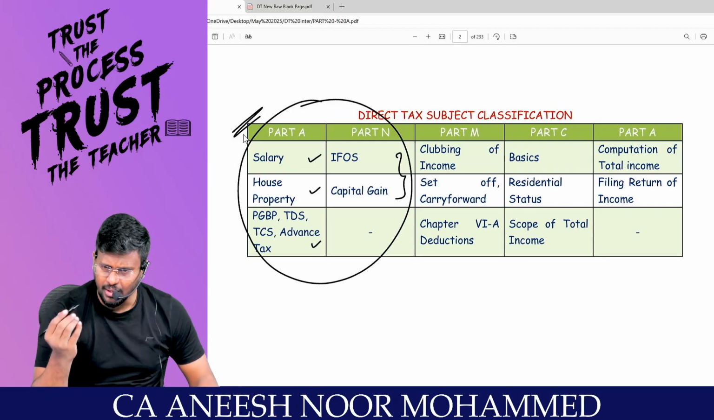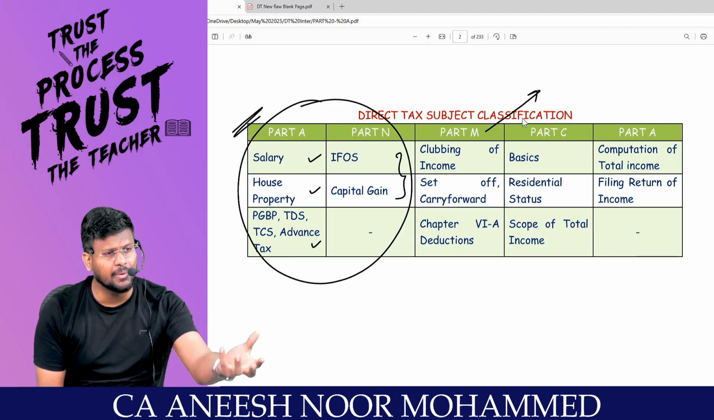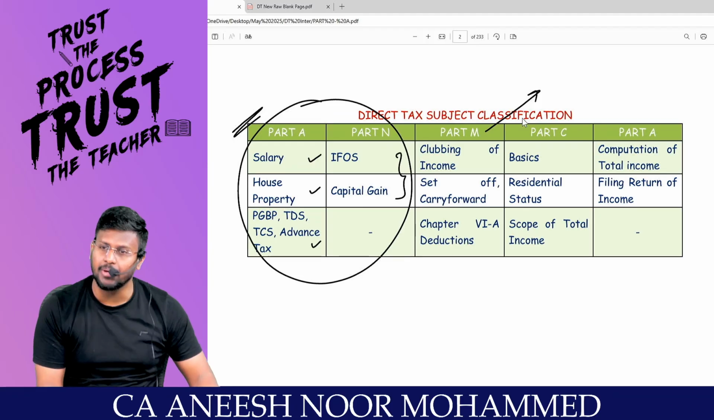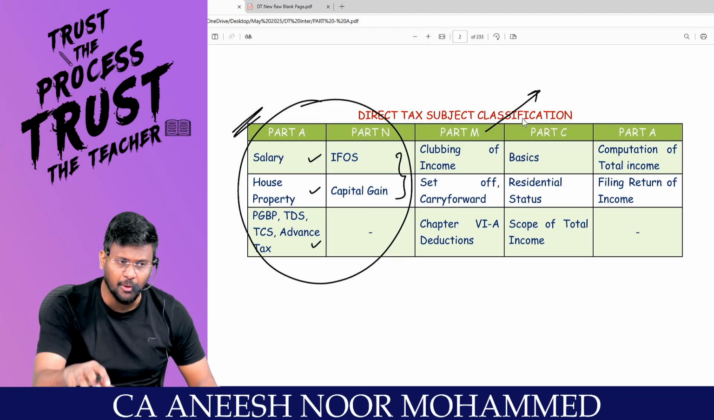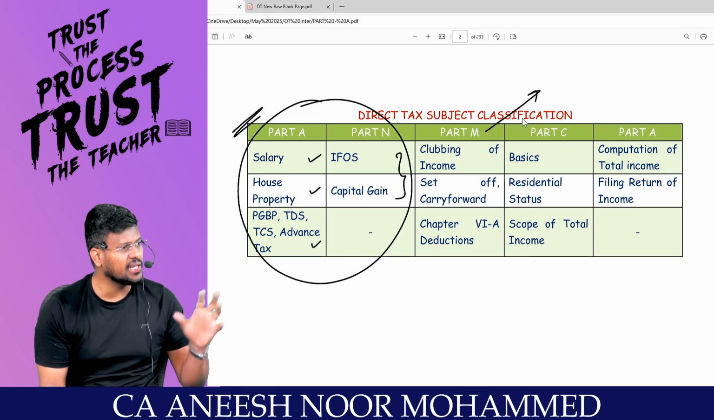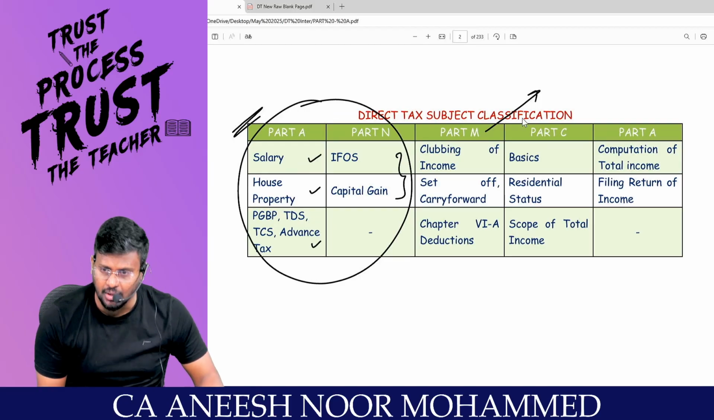Then we'll be doing clubbing of income. Sometimes other people's income will be treated as our income. That is called clubbing of income. Sometimes a minor's income will be treated as income of the parent, and a spouse's income will be treated as income of the other spouse. That is called clubbing of income.